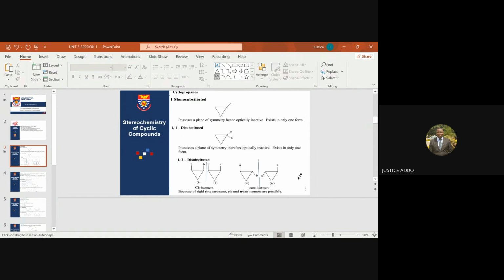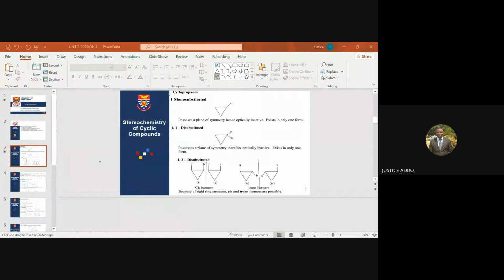Write the question. Describe the stereochemistry of 1,2-diethyl cyclopropane, and 1-ethyl 2-methyl cyclopropane.